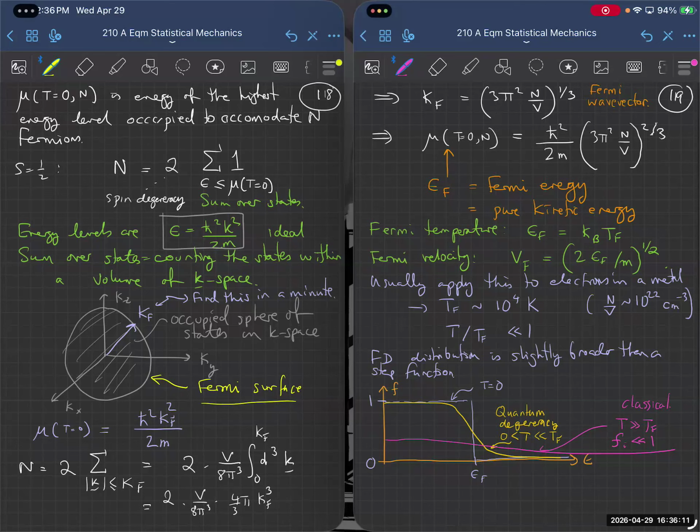Okay, and then we did the integral over K space, and that's how I got the result. That's how I got the thing over here on the left. Did I answer your question? Yes. Okay. All right.